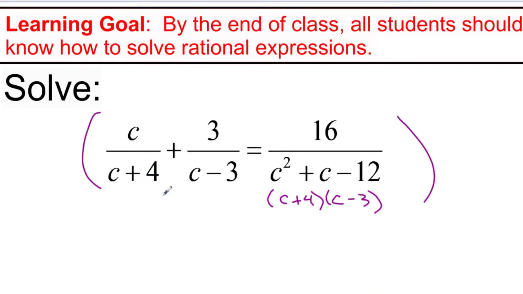Well, if I want to get rid of a c plus 4, I need to multiply by c plus 4. Okay? And if I want to get rid of this dividing by c minus 3 in the second term, I want to multiply by a c minus 3.